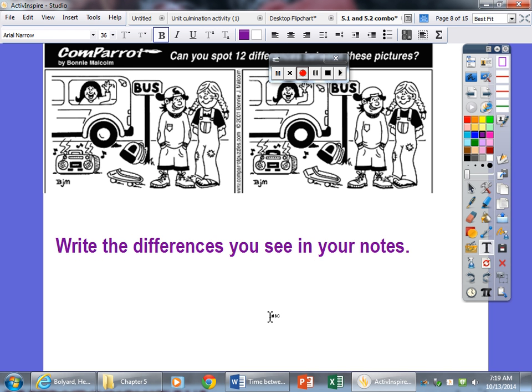The last thing that I want you to do is look at these two pictures and find the things that are not congruent. I believe that there are 12 differences, so there are 12 things in this picture that are not congruent, and I would like for you to try to find all 12. I will show you the answers to this tomorrow, so look at the two pictures and find the things that aren't congruent.